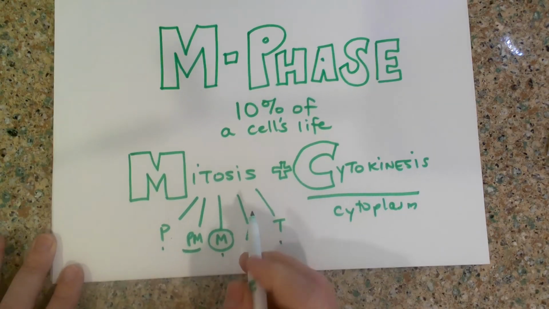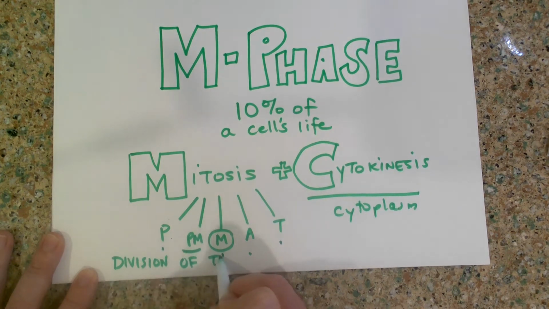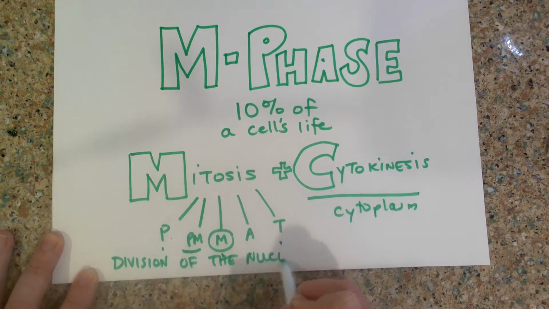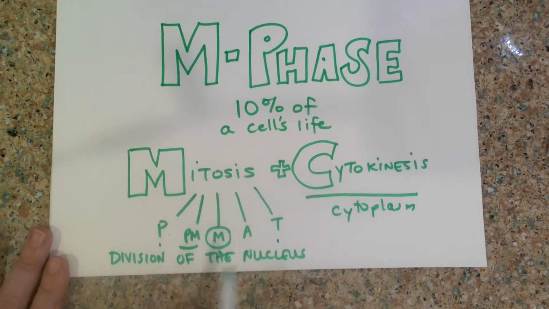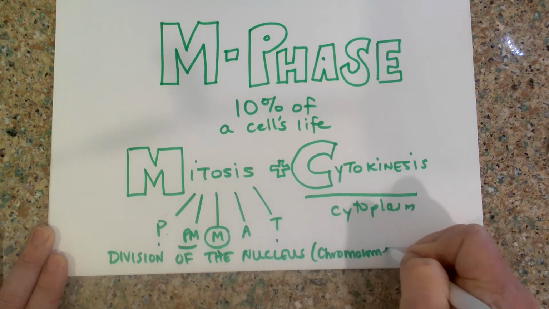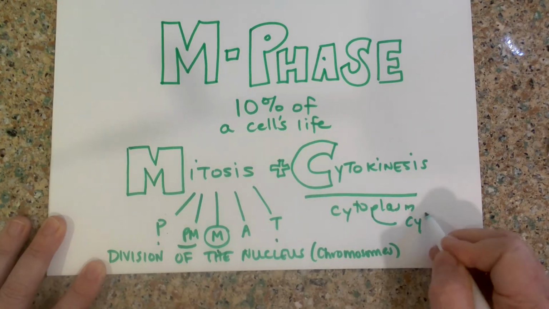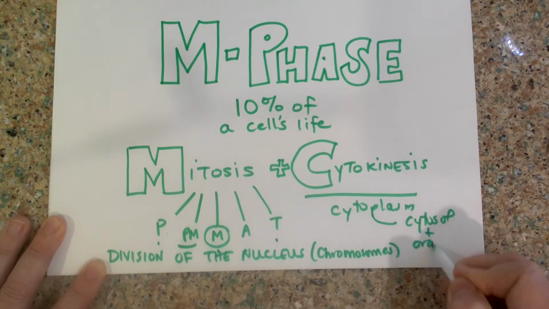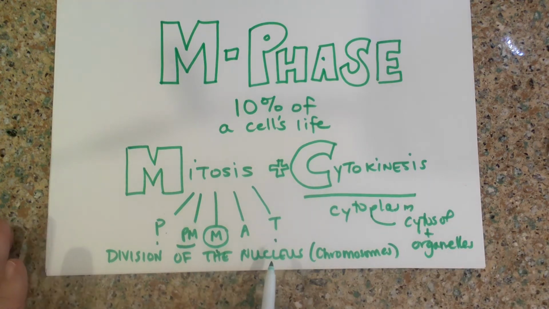So mitosis, its definition is division of the nucleus, and that's huge. It's not cell division, it's division of the nucleus, because mitosis is going to divide the nucleus, which is all your chromosomes and DNA. And it's going to make sure that that is done accurately first. And then once that is done, then the cytoplasm divides. And the cytoplasm is the cytosol plus the organelles. Okay, so first we got to divide up the big stuff, the chromosomes, and then after that we can separate the cytosol and the organelles.